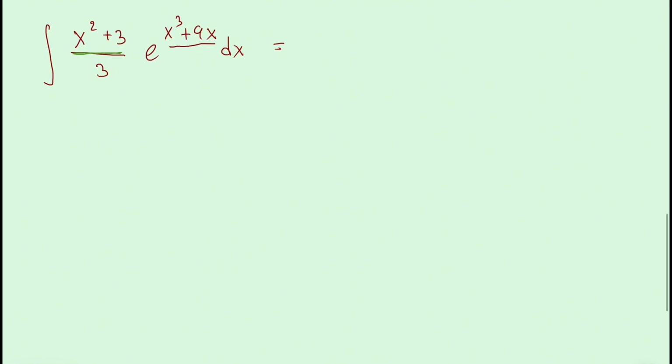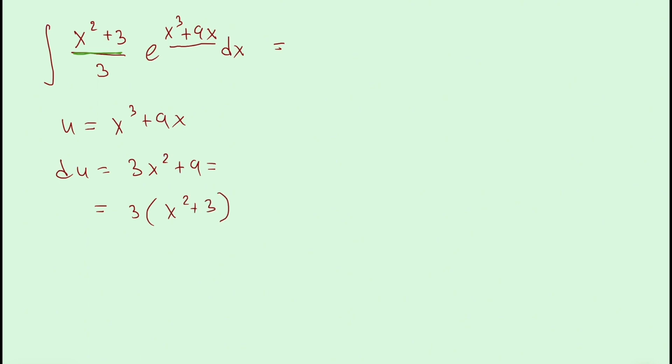Now let's try it. u equals x cubed plus 9x. du will be 3x squared plus 9. Now we could take out the 3. Then we will get 3 times x squared plus 3. Yep, this is something we could replace. Now let's solve for dx here. Let's solve for this function, and we will get 1/3 du equals x squared plus 3 dx.